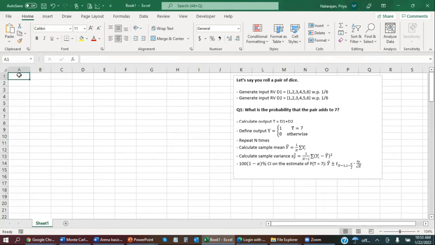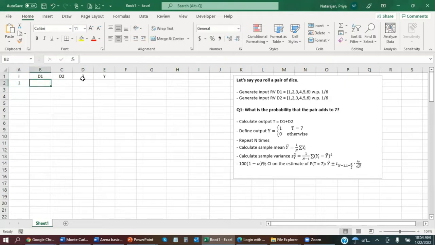I'm just going to run through a really basic Monte Carlo simulation. We're going to simulate throwing a pair of dice, and then we want to answer the question, what is the probability that the pair adds up to 7? So for my first column, I'm just going to create an index so I know the number of trials I've done. I'm going to generate the first die, the second die, the total, and then I'm going to answer this question, what is the probability that it adds to 7?